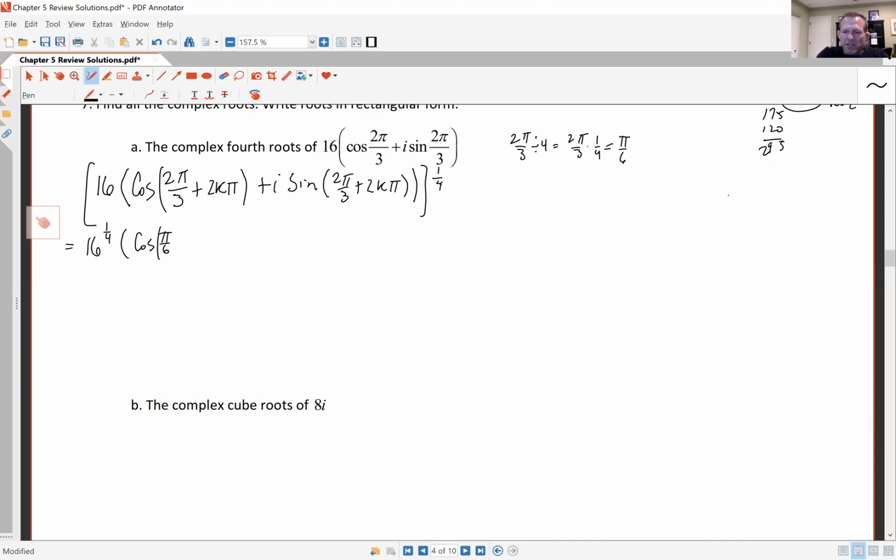So I'm going to start drawing my picture now, because I know the first one's pi over 6, which is 30 degrees. And then by taking 2k pi and dividing by 4, this is when we get the plus pi over 2 k. So that means these are all going to be in 90-degree increments. Okay, so we've got the first one at pi over 6.